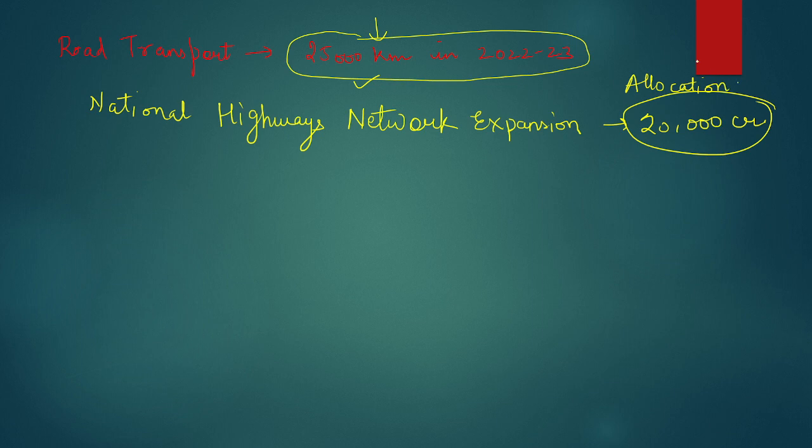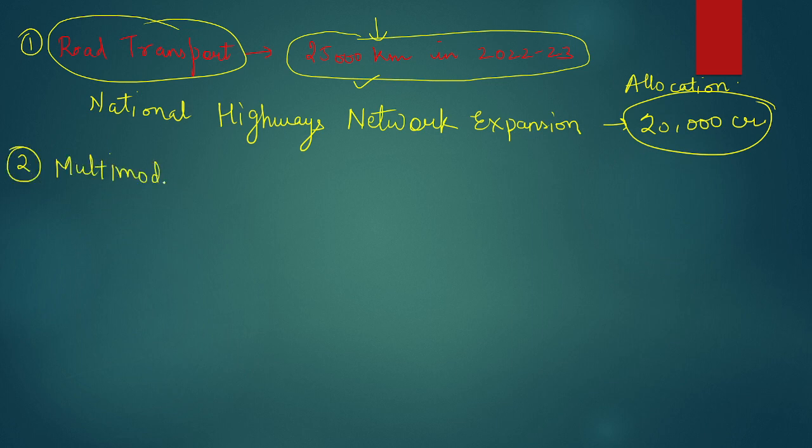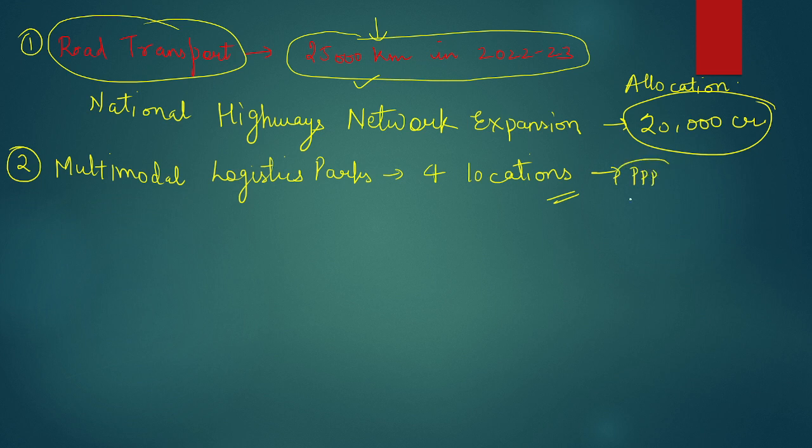All right, next, if we talk about the multimodal logistics park, contracts would be awarded through PPP mode in 2022-23 for implementation of multimodal logistics parks at 4 locations. All right, so apart from road transport, which is your first engine, second is your multimodal logistics park. There would be 4 locations in which these parks would be set up. This you have to remember, and that would be by the PPP mode, that is public private partnership.